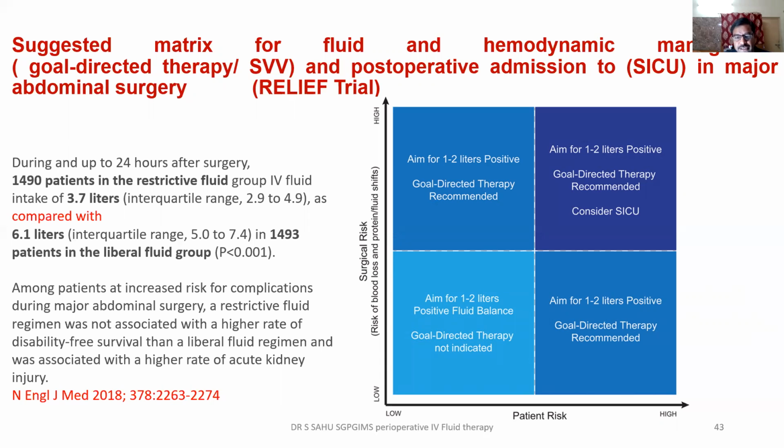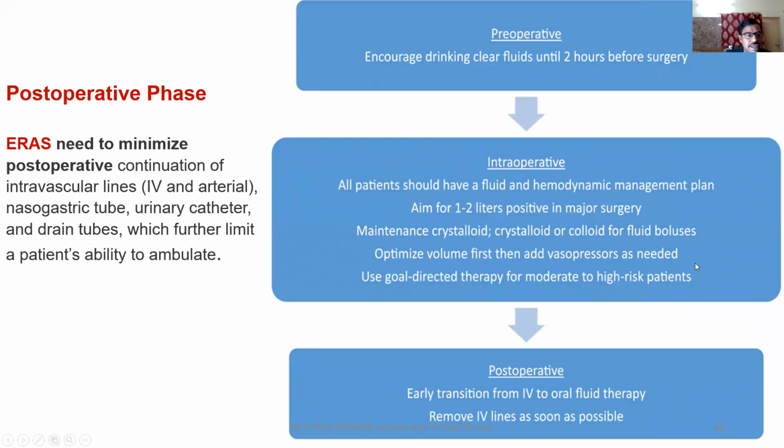The algorithm is this: when the patient is low risk and the surgical risk is also less, then goal directed fluid therapy is not needed. But when the patient is high risk and the surgery is high risk, then we have to do goal directed therapy. And when there is a high risk surgical patient with high comorbidities, cardiorespiratory disease, elder age, and a high surgical risk meaning complicated surgery, then it is better to keep this patient in the surgical ICU, because the post-operative phase is also important, and ERAS also goes from pre- to intra- and post-op.